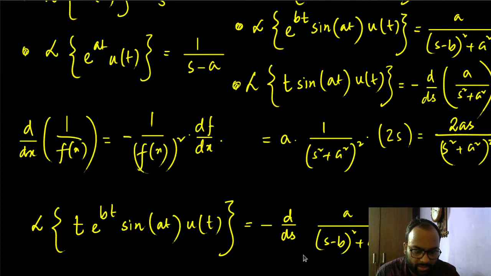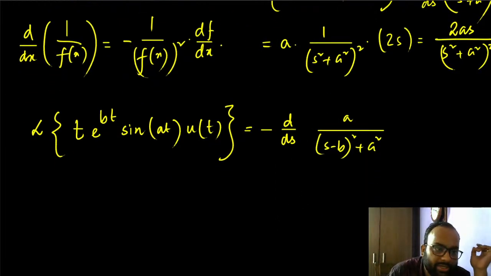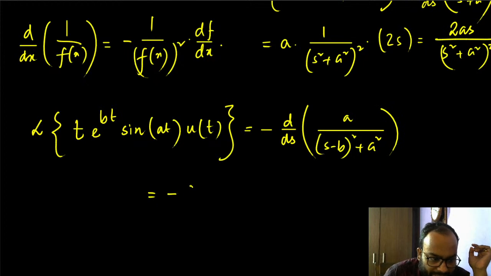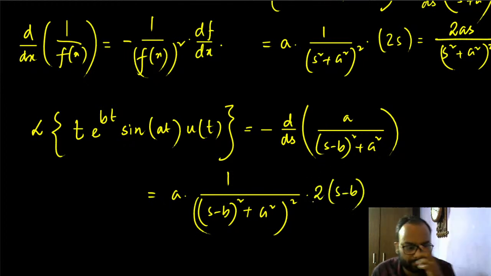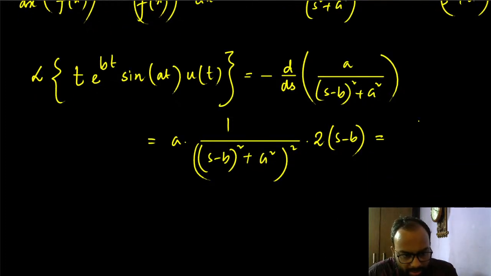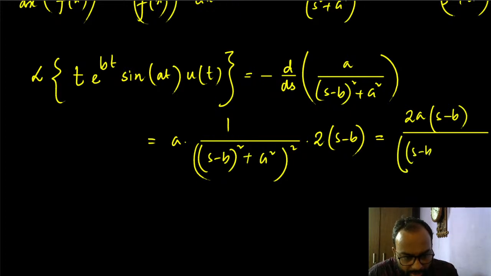the derivative of this thing. Once again we can differentiate this very easily. We bring this minus a outside, and here it becomes plus if we differentiate this. So this becomes 1 by s minus b whole square plus a square, whole square of that, and 2s. The derivative of this is going to be 2 times s minus b. So the answer becomes 2a times s minus b divided by s minus b whole square plus a square whole square.